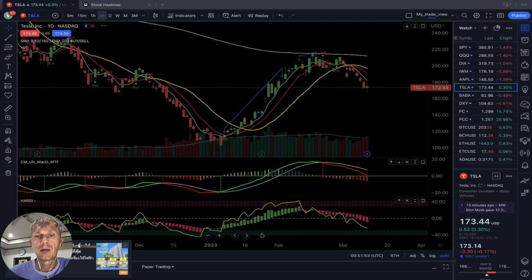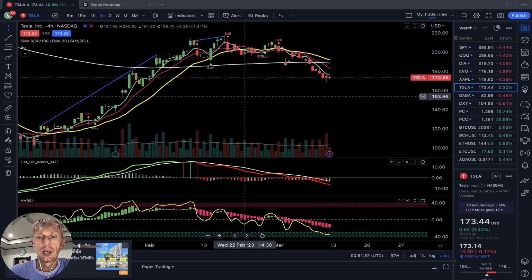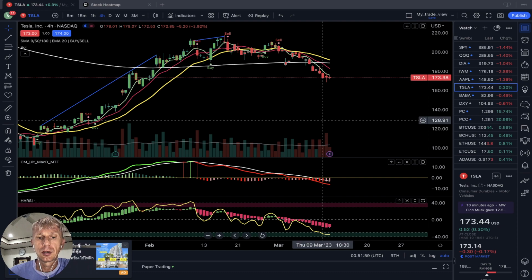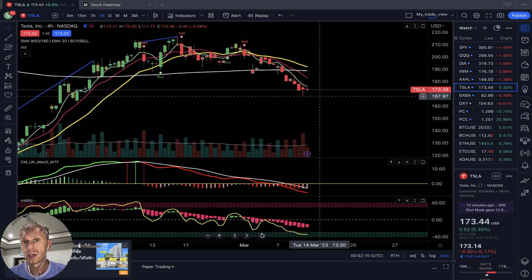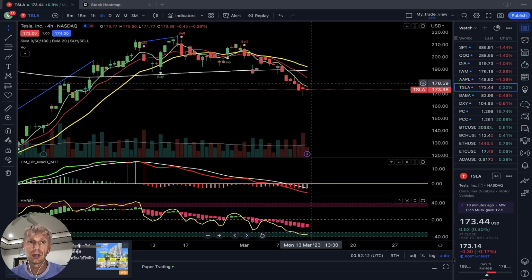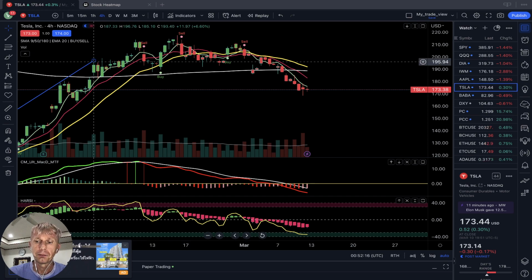4 hours time frame for Tesla. Bearish on all indicators, no changes. Bearish trend on all indicators, only RSI in oversold territory, minus 35. And it wants to have some bounce, right? The last bar far from 20, it wants to connect to 20. That's what we have.